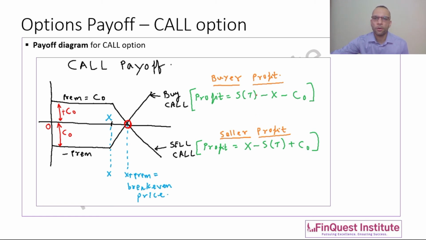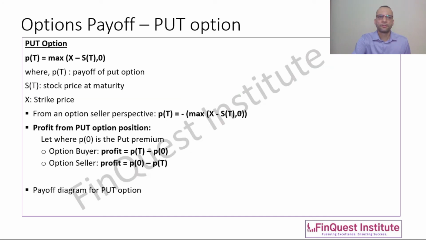So to understand the profit for the buyer and seller, for an option buyer, the profit is given by the difference between ST minus X and C0, which is the call premium which was paid upfront. Whereas for an option seller, the profit is going to be X minus ST, that is the strike price minus the underlying price at maturity, plus the premium which was received from the option buyer at contract initiation.